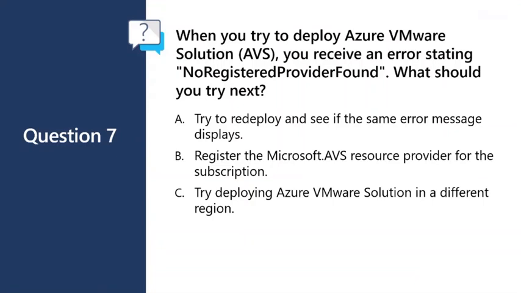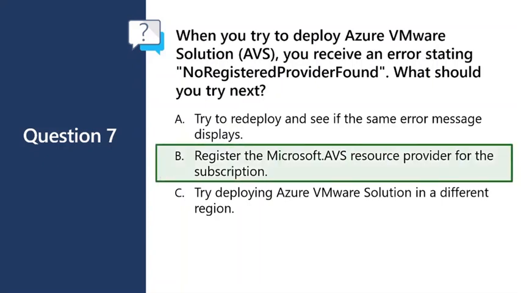I mean, that sounds pretty important. I think we covered that. That kind of rings a bell, yeah. Because if you try to deploy in a different region, again, if you don't register the resource provider, it's not going to work. So I think it has to be B. So yes, it is B.